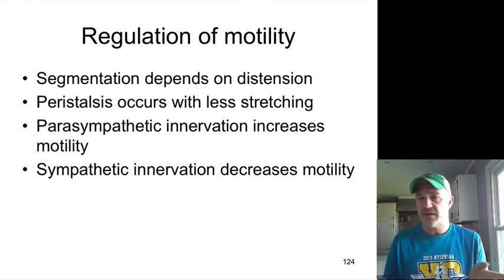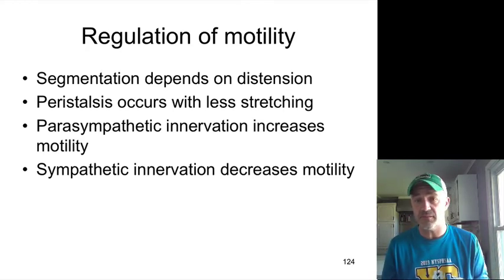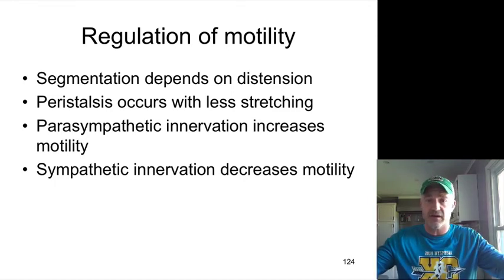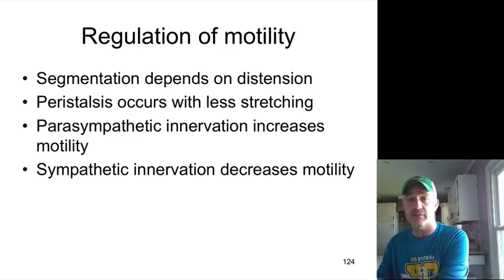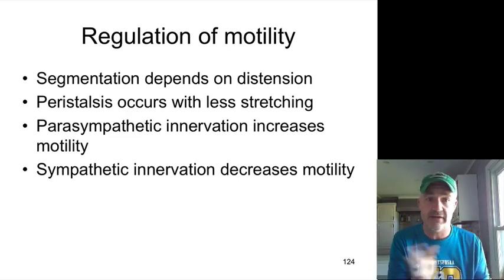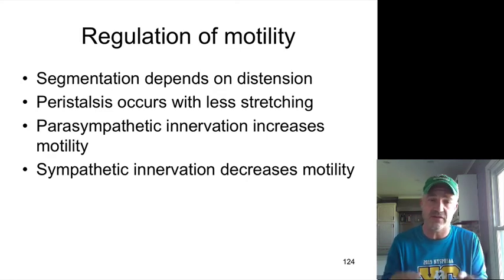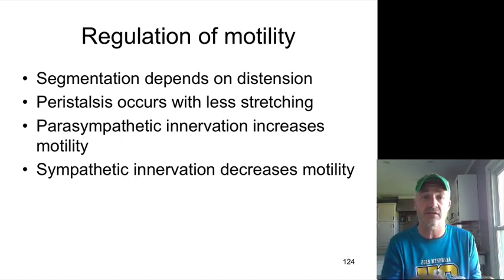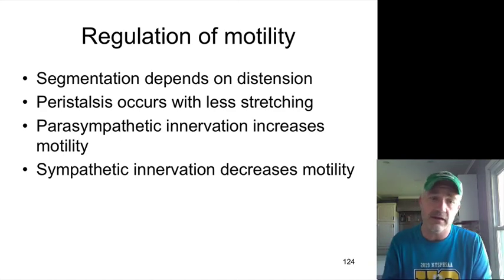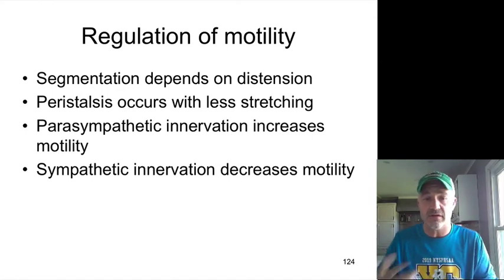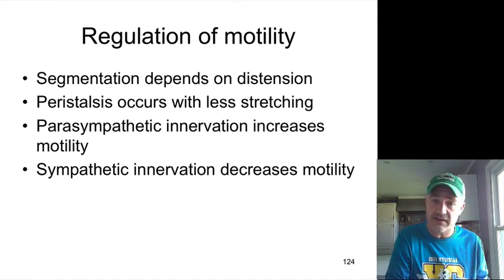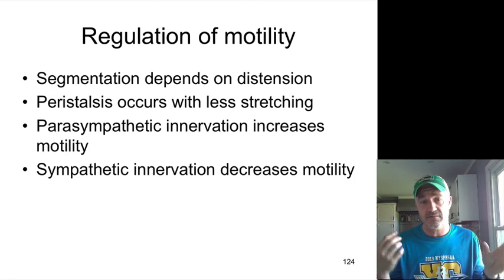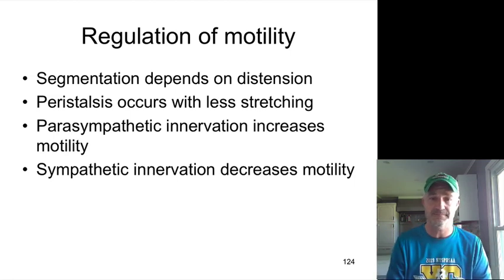And really when it comes to how stuff moves through here, we're going to see the more stretching that's taking place. So if there's more stretching taking place, you're going to get a lot more segmentation, which is kind of pinching off a couple areas and moving stuff back and forth, not really moving it towards your rear end, where peristalsis, if there's less stretching, more liquids, peristalsis is going to tend to happen faster, and that's going to move stuff in that anal direction towards the exit of the body. And again, more parasympathetic activity is going to increase this motility. More sympathetic activity will decrease this motility. So again, parasympathetic is rest and digest. Increased parasympathetic activity increases digestive activity.